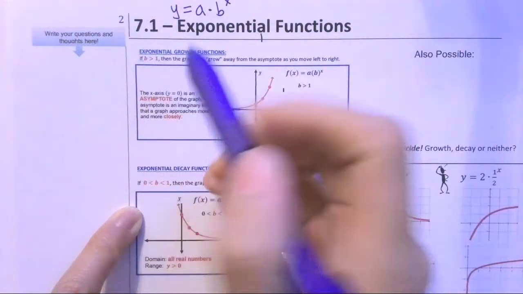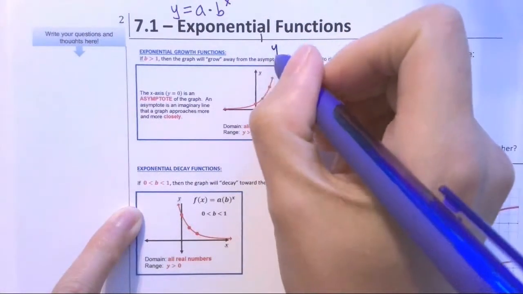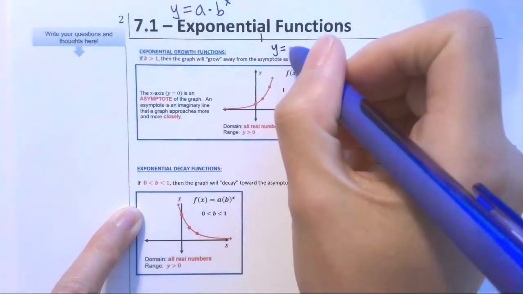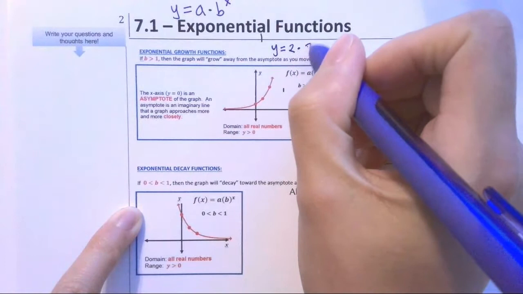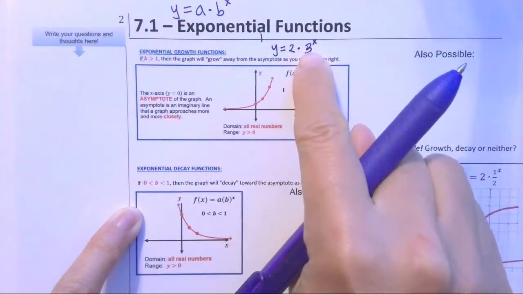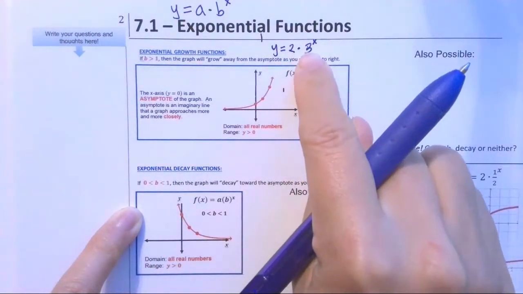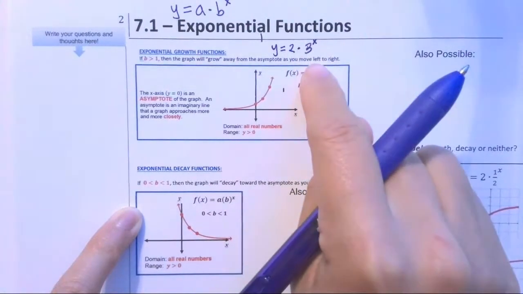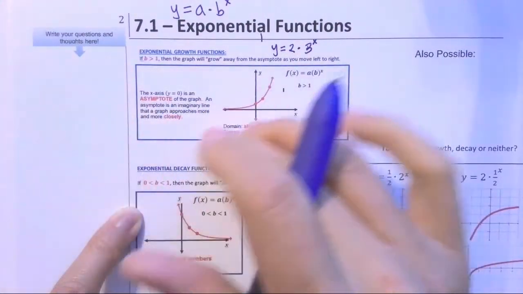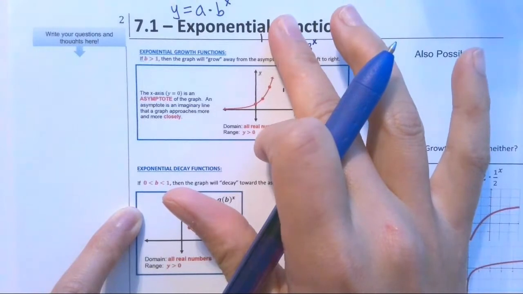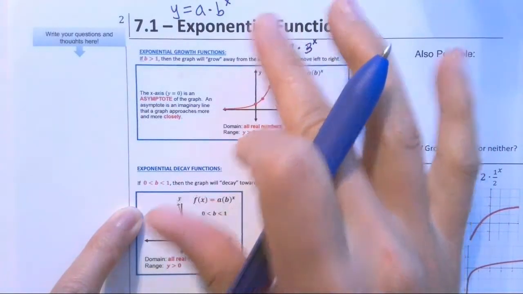If the base is greater than 1, I'll just give you an example. y is equal to, whatever, 2 times 3 to the x power. Your base is 3. So as x gets bigger, you're multiplying 3 and 3 and 3 and 3 and more. So it's going to get really, really big. Does that make sense? All right.